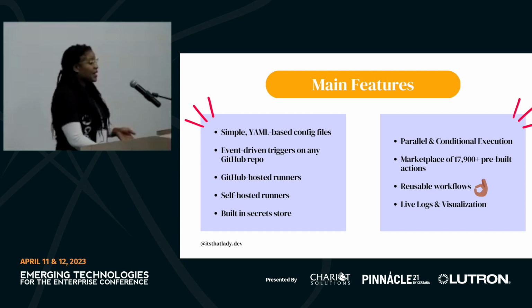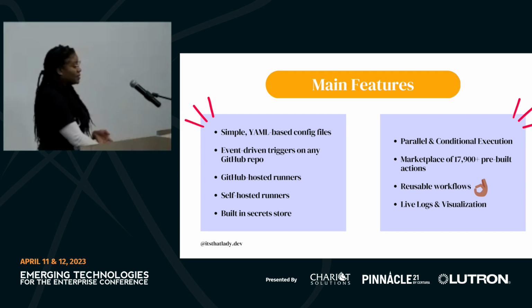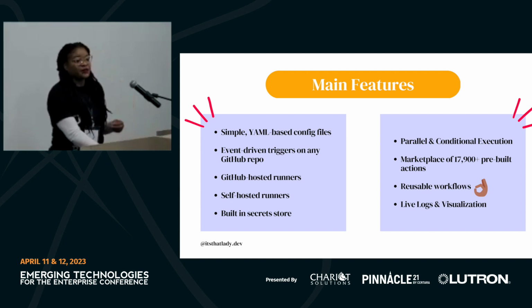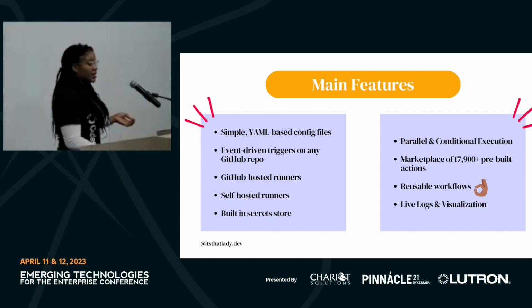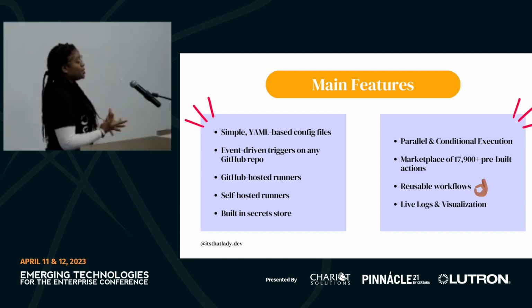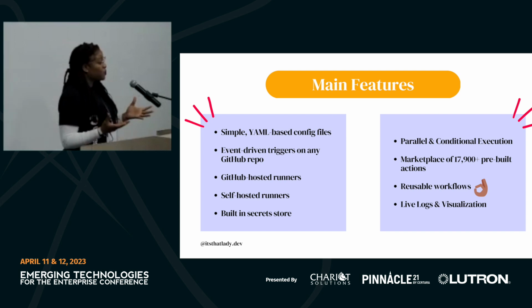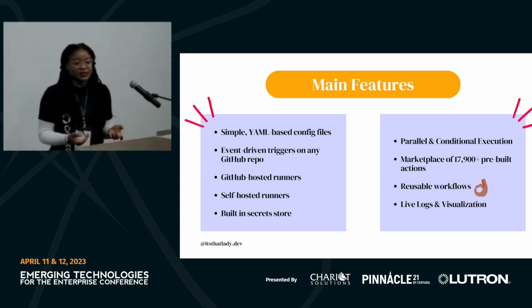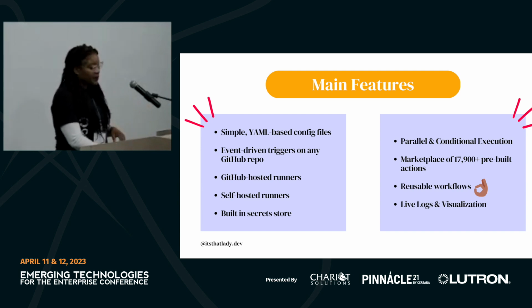We also have a GitHub marketplace with over 17,900 pre-built actions for you to use. So if you want to get started or if you want to add a new action, you can go to the marketplace, search up whatever you're looking for, and something will probably pop up. If it's not there, you can always build your own custom action to get your workflow going.